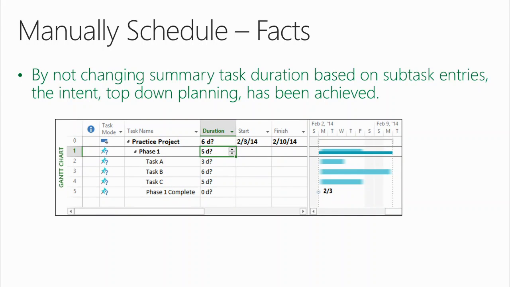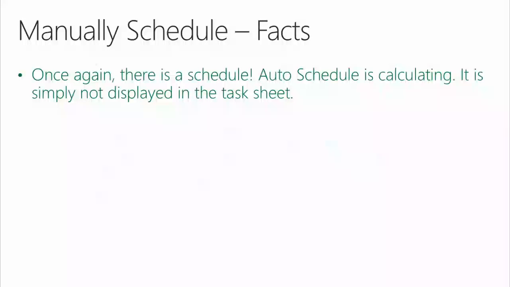But then to really prove out this concept, when you come in and start hammering in duration values at the subtask level, you notice that the summary task doesn't change. Top-down planning. So there you go. Let's keep going. Here's some facts. Once again, some more facts. There is a schedule. Auto-schedule is calculating. It's simply not displayed in the task sheet.